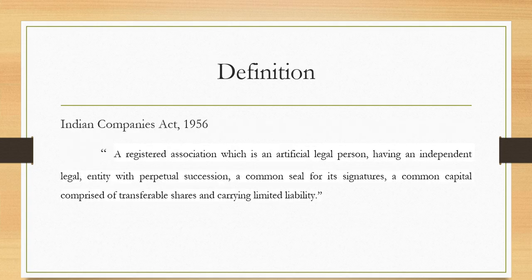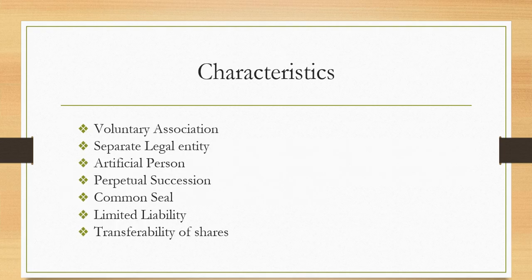So according to Indian Companies Act 1956, a registered association with an artificial legal person having an independent legal entity with perpetual succession, common seal for its signatures, a common capital comprised of transferable shares and carrying limited liabilities is known as company. So characteristics of a company: voluntary association of individuals.